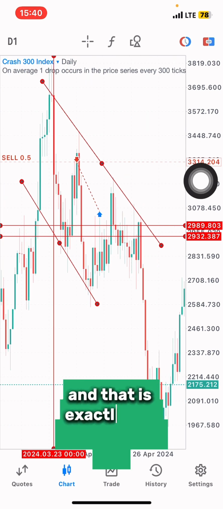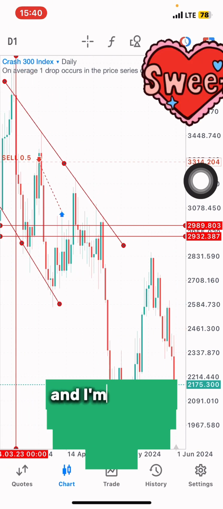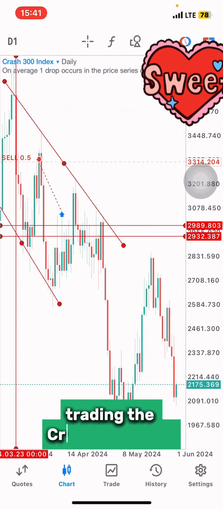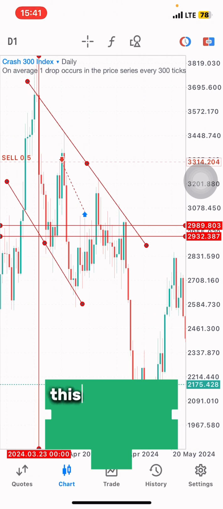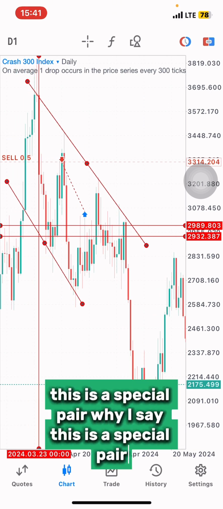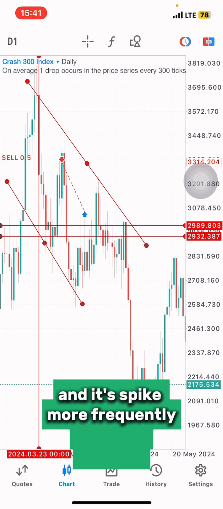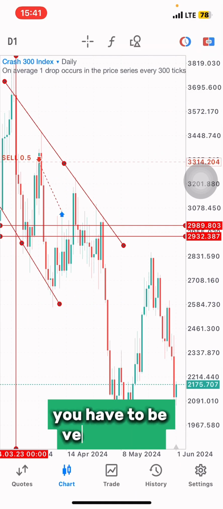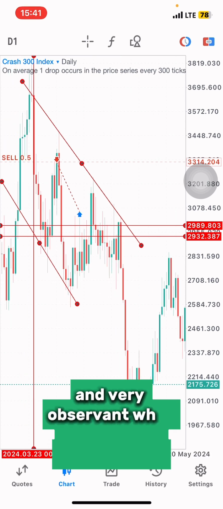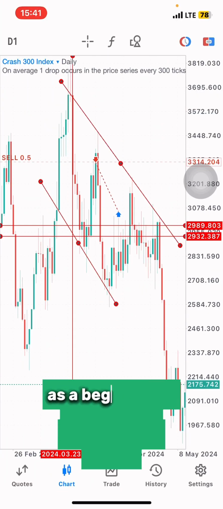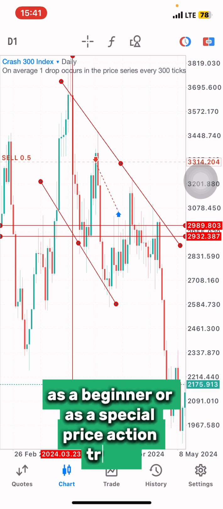And that is exactly the same setup I use, and I'm getting over 1,000 pips just catching spikes trading Crash 300 index. This is a special index. Why do I say it is special? Because sometimes it's more volatile and spikes more frequently than the ordinary boom and crash. That's why I told you that you have to be very curious and very observant when trading this awesome index.